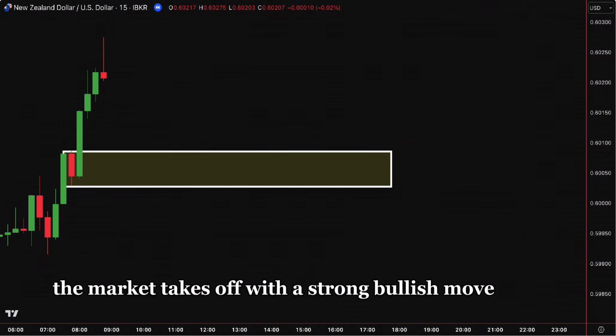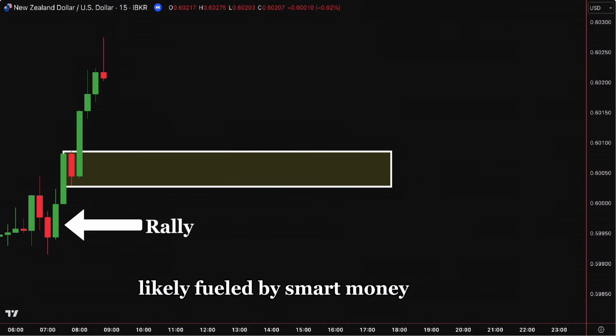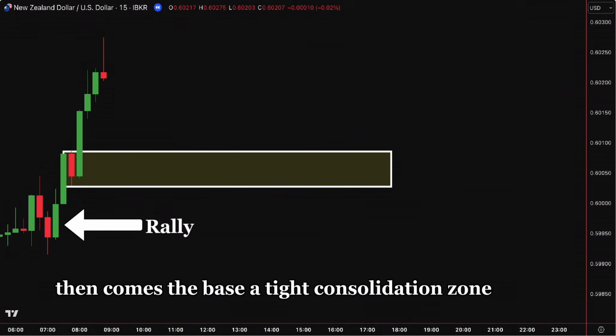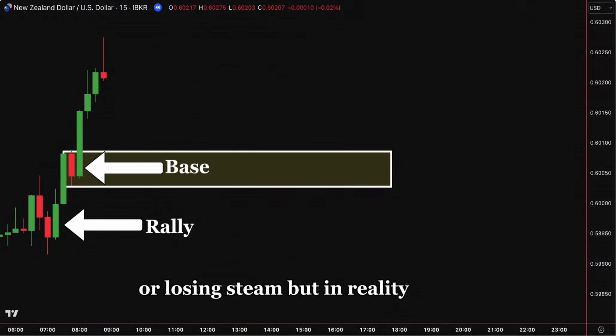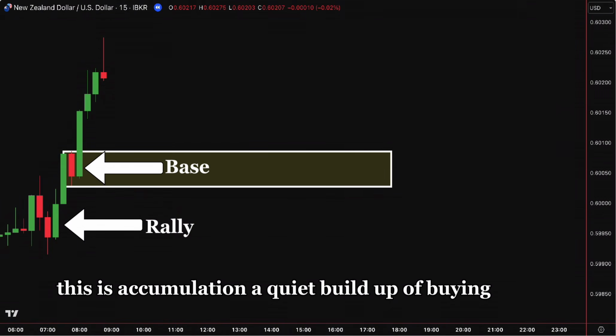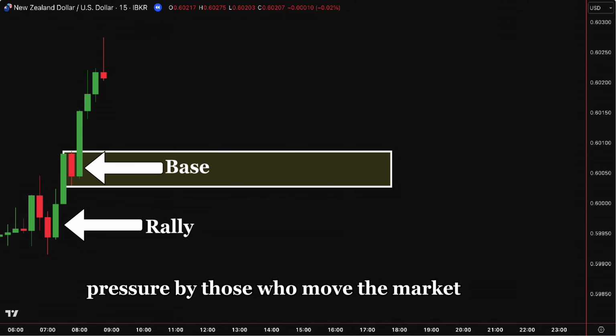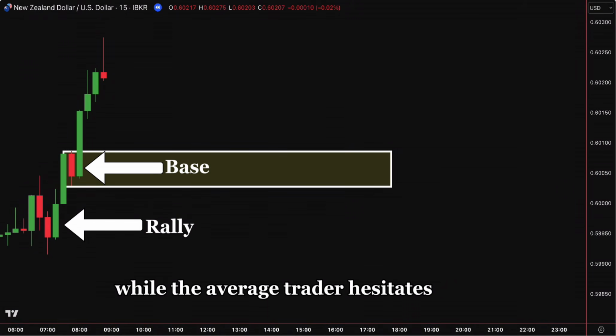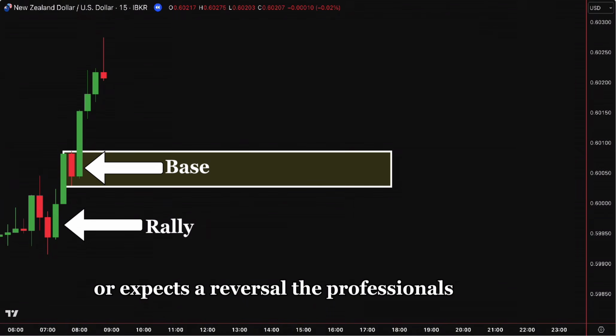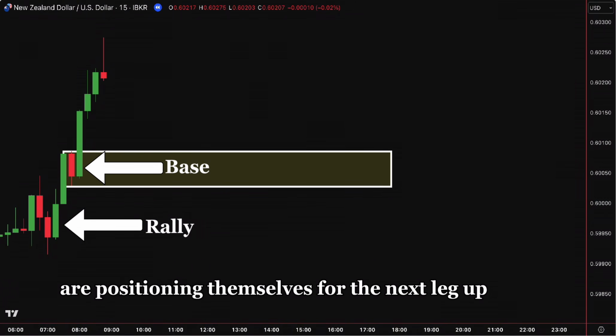The market takes off with a strong bullish move, likely fueled by smart money. Then comes the base, a tight consolidation zone. To retail traders, it might seem like the rally is stalling or losing steam, but in reality, this is accumulation, a quiet buildup of buying pressure by those who move the market. This is where trading psychology plays a key role. While the average trader hesitates or expects a reversal, the professionals are positioning themselves for the next leg up.